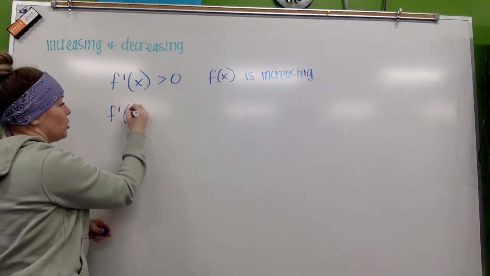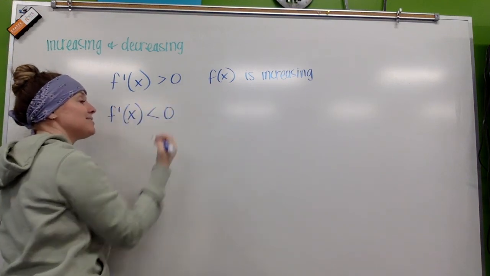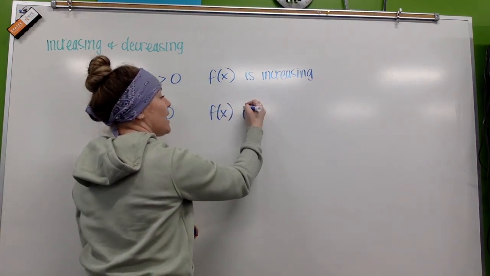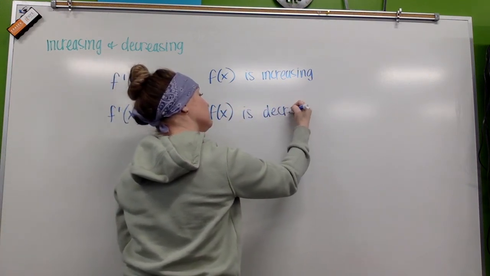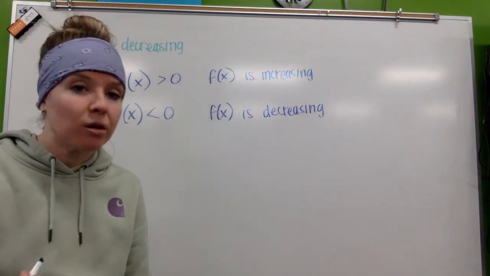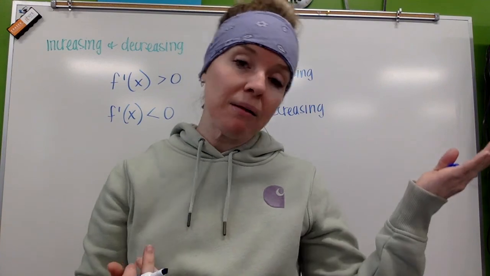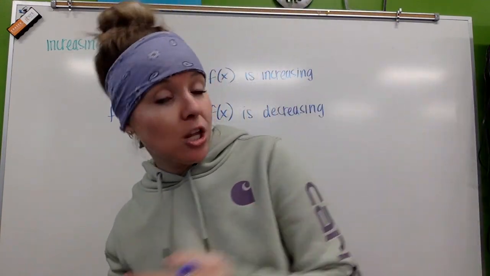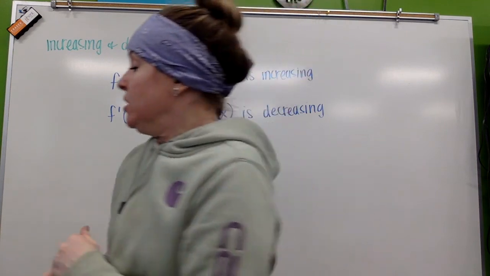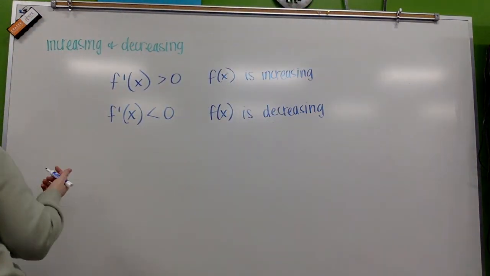If our slope or our derivative is less than 0, well then we know our original function f of x is decreasing. Plain and simple. Positive and negative slopes, that's what we're looking at. Where is my slope positive? Where is my slope negative? That tells me increase and decrease. So let's look at an example.